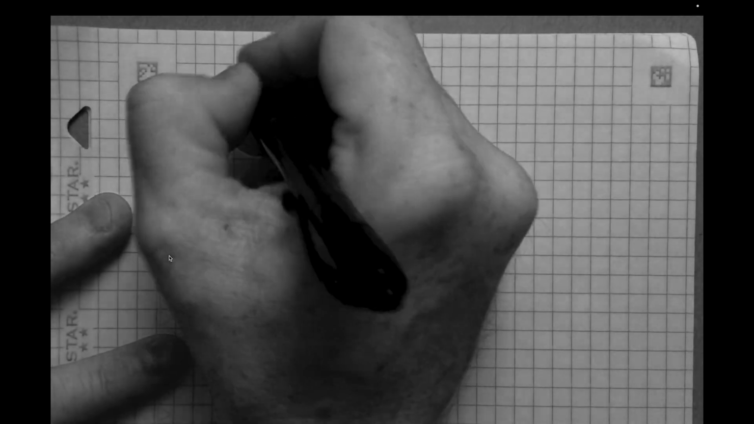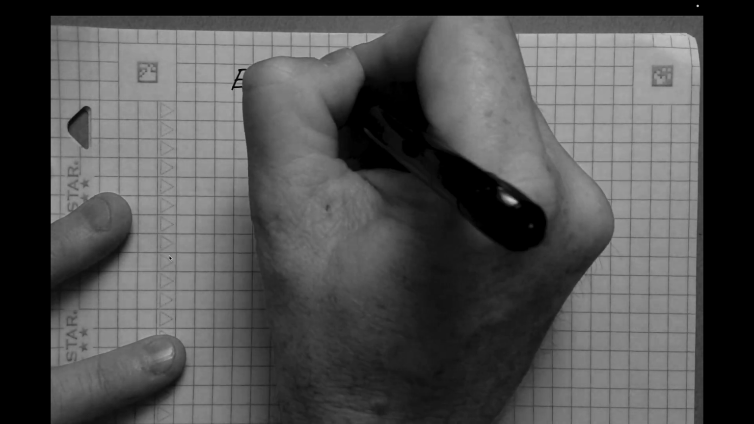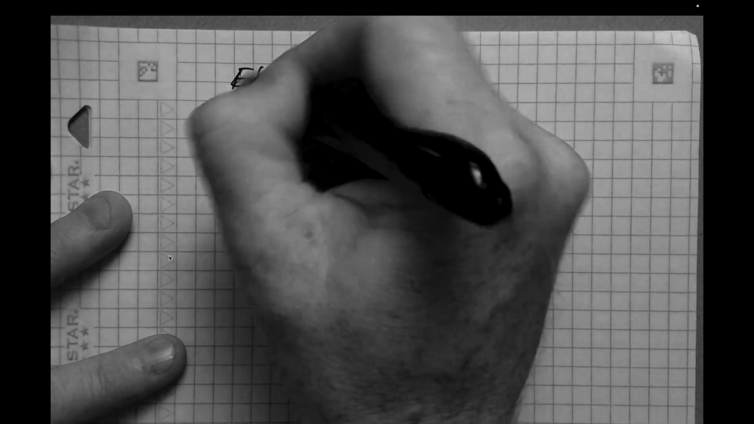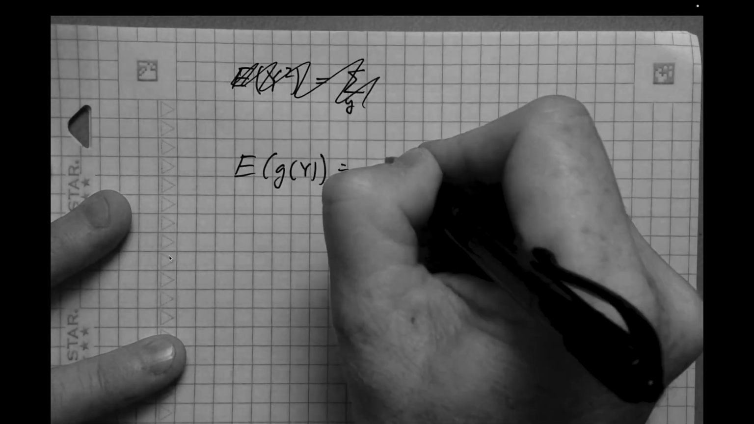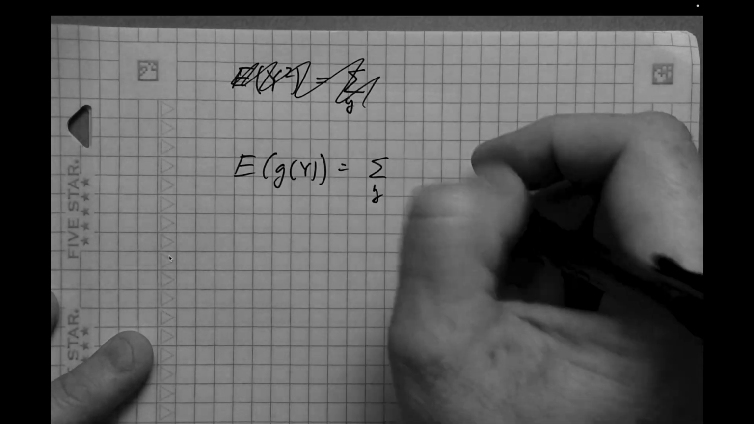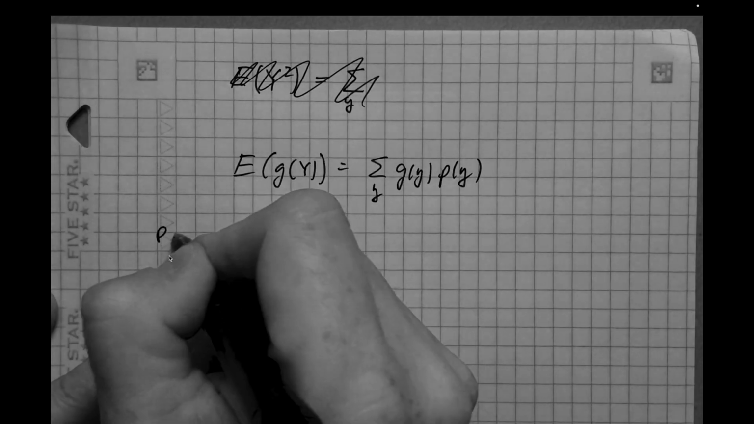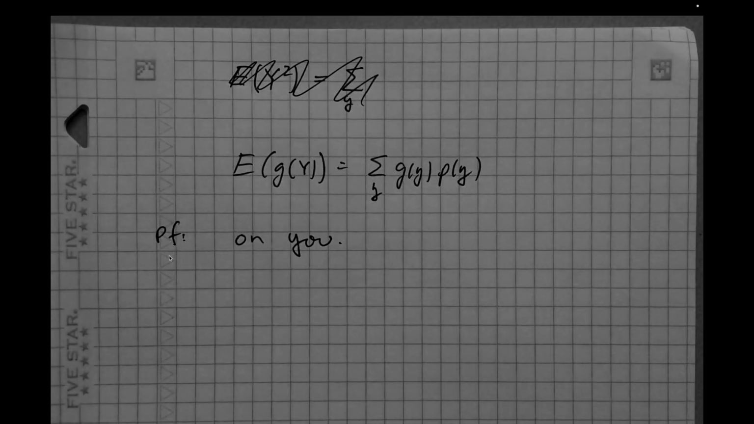Now, the proof of this is fairly straightforward. I'm going to leave it to you to look into. So the expected value of g of y is equal to the sum over all the values that y can take on of g of y times p of y. Okay, so proof, that's on you. Right, it's not a difficult proof. The proof's in the book, but just in the interest of time, I think I'm going to skip over it.